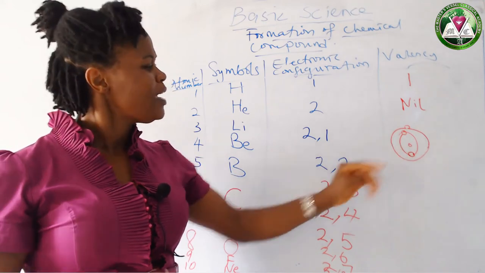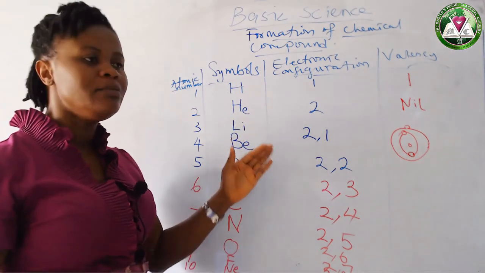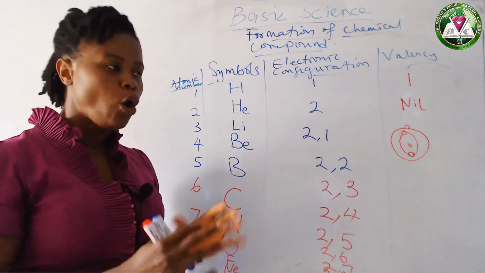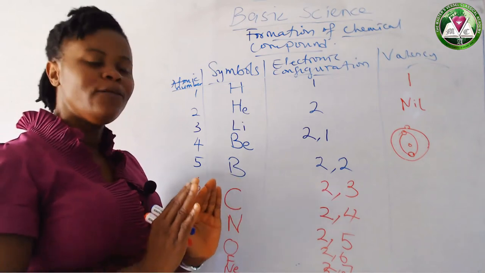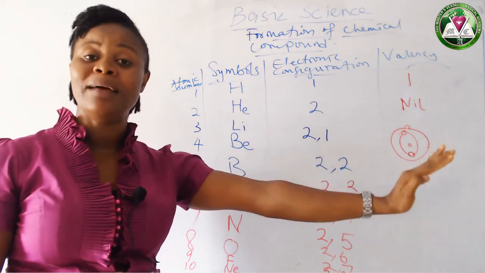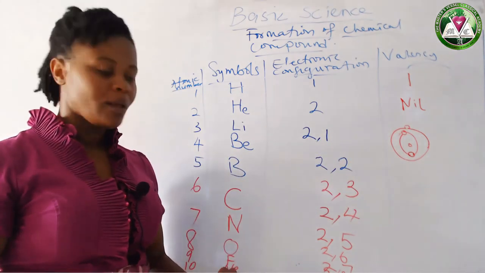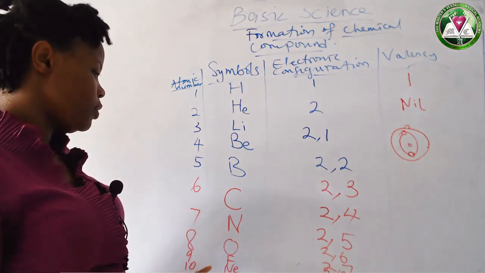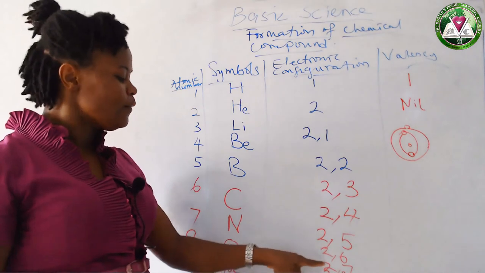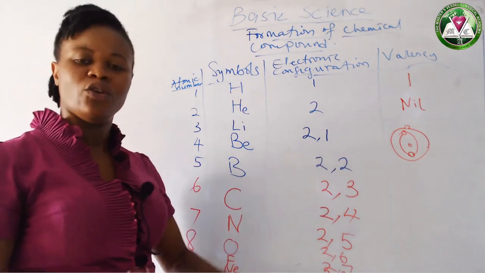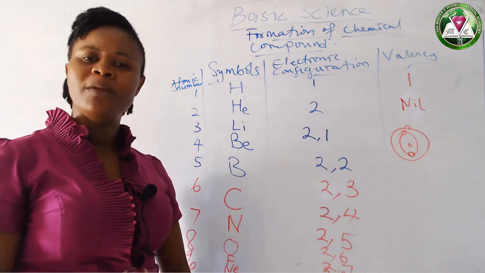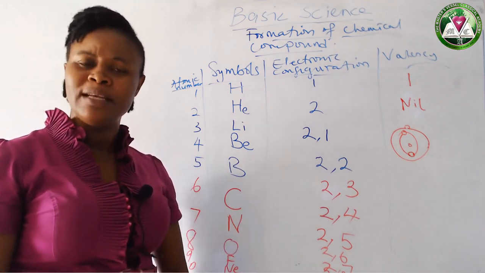So, do you think it will be possible for lithium to get 7 more electrons from another element? Or do you think it will be easier for lithium to give this 1 electron it has to another element that has 7? Like when you look down here, you notice that fluorine has 7. Now, do you think fluorine will say, let me give you this 7 so that you'll be complete? Or give me your 1, so I will be complete. What do you think will be easier? Which one will be easier?